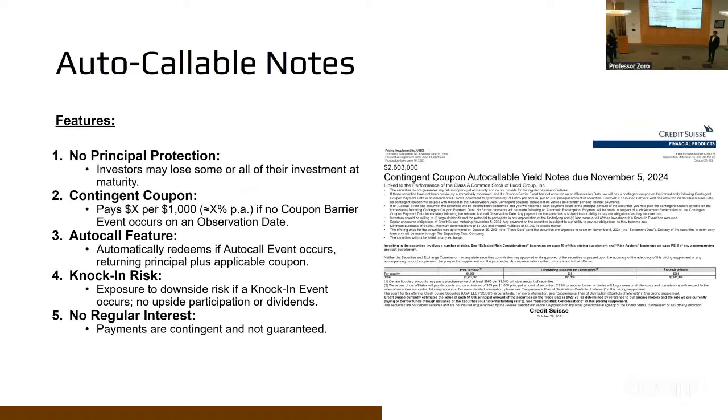Now, here are some of the features. There is specifically no principal protection. The investors, as I said, may lose up to 100% of the investment at the time of maturity, since that payoff is strictly related to the performance of the underlier. There may be a contingent coupon in some of these autocallable notes, which means that if the underlier is performing at a specific level, you may receive a coupon at any of the observation dates.